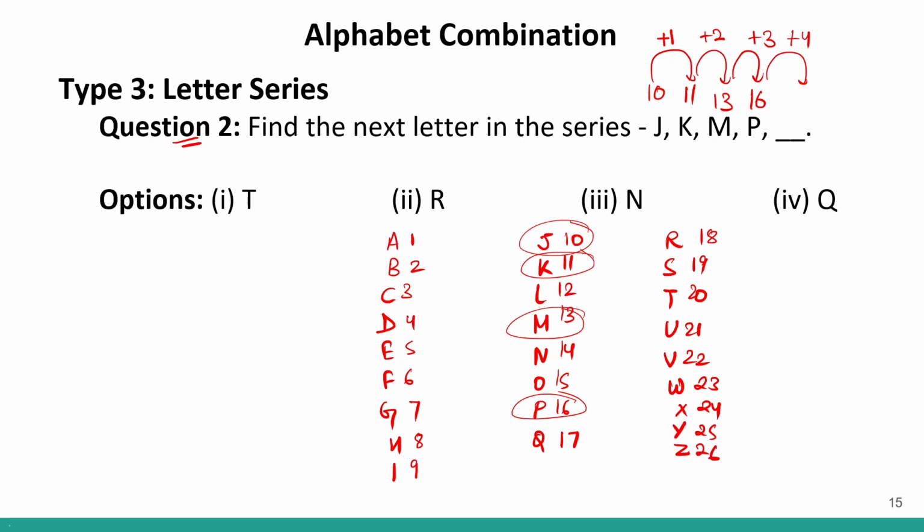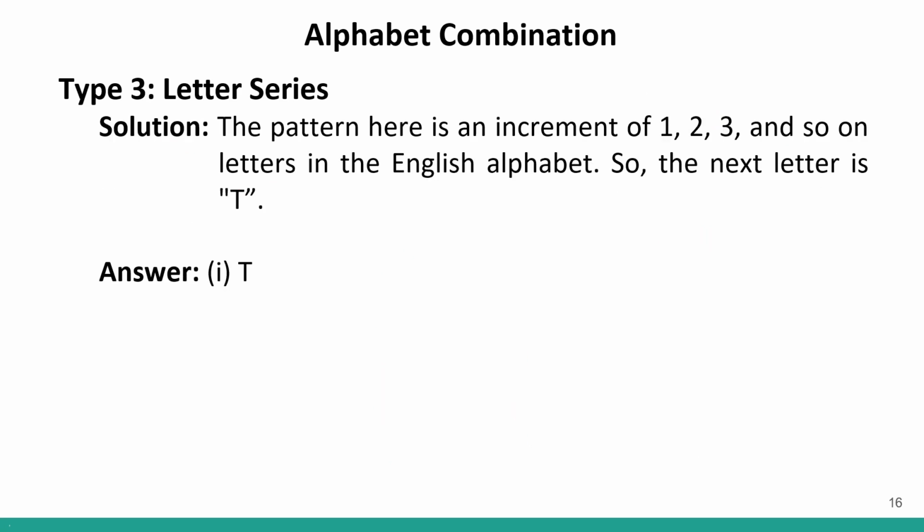So 16 plus 4 will give me 20. And at 20th position we have T. So T would be the missing term. Okay? T would be the next letter in this particular series. So T is given in which option? Option number 1. Option number 1 will be the correct answer to this question. Okay?